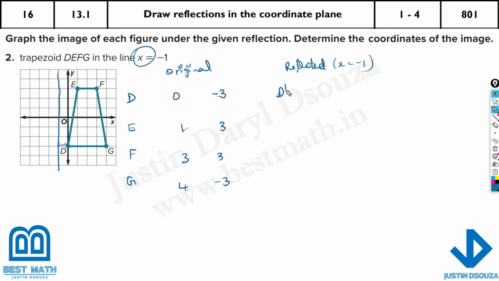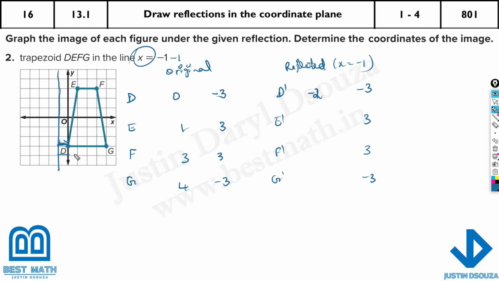So I can just write D prime, E prime, F prime, and G prime. The y values, because it's along x is equal to -1, these values will be the same: -3, 3, 3, and -3. X values change how? This distance here to here is how much? 1. So you need to subtract this by 1. It'll be 2, -2. Why? Because from here to here it's 1, right? Then it'll be -1, -1, -1, like this. It'll be -2 here, sorry.